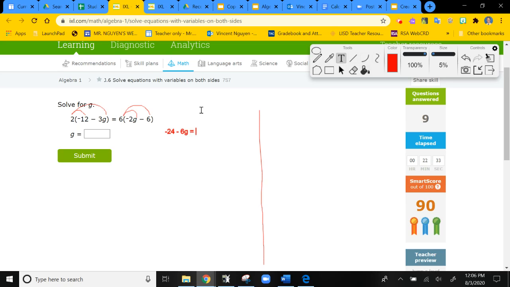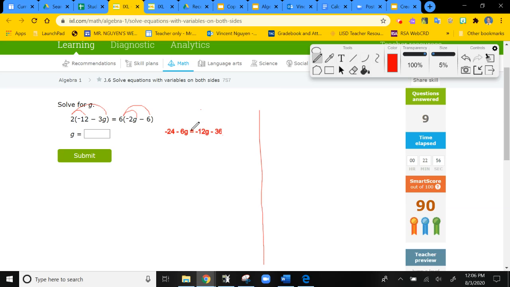On the right hand side, I'm going to multiply the 6 through. So I'm going to get negative 12g. And then 6 times negative 36... sorry, 6 times negative 6 will give me negative 36. So that's called distributing the numbers through the parentheses. And then now I just move things around like I did before.